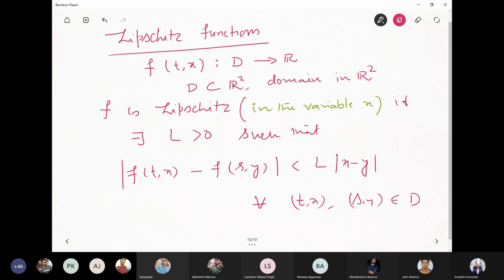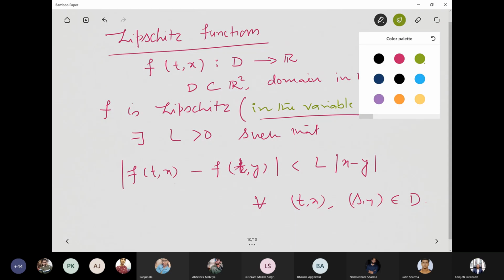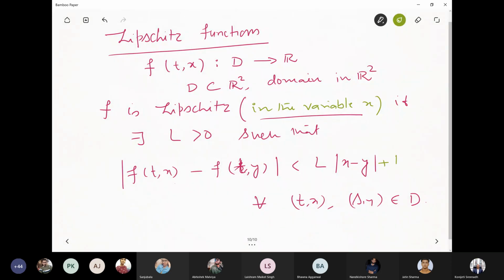Since on the right hand side there is no dependence on s, we can simply take this to be t also, because there is no dependence on the right hand side on s or t in the first variable. That's why I said in the variable x. In the variable t also, you would normally put one more term here, plus t minus s, but we don't require that. We require only s equals t. So such functions are called Lipschitz functions.